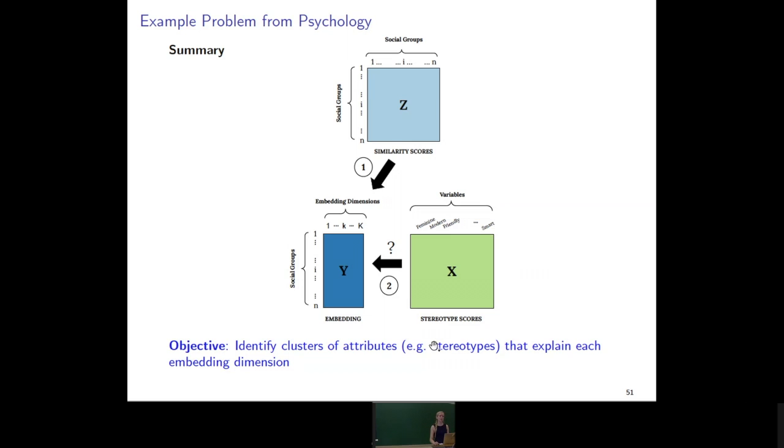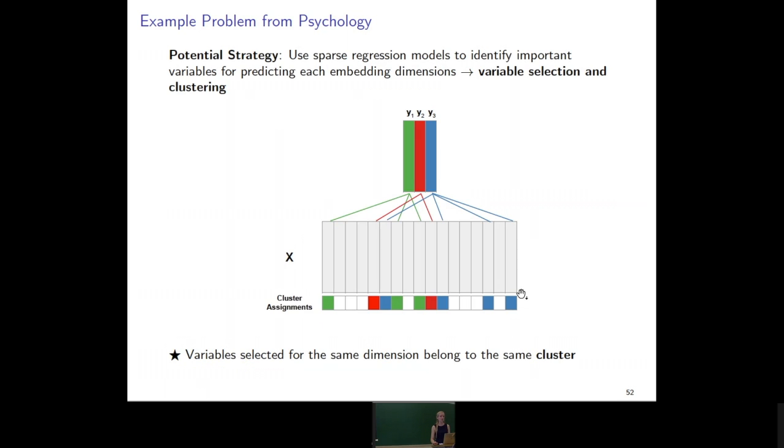And so what we want to do is use the second matrix that contains variables and associate clusters of variables with each of the dimensions so that we can understand things. A potential strategy for this second step, which is associating variables with dimensions, is to use what's called sparse regression modeling. That allows us to identify the important variables for predicting each of the dimensions of the embedding. So this is essentially a variable clustering and variable selection problem.